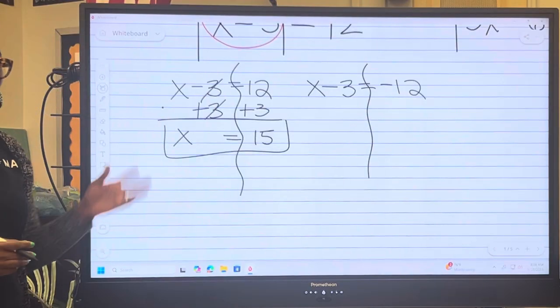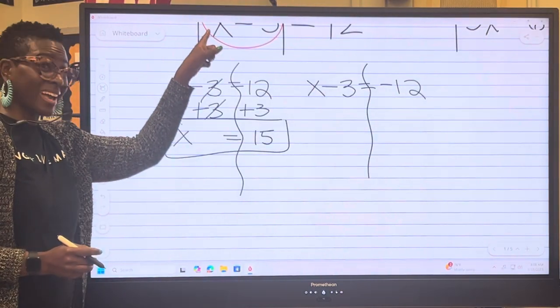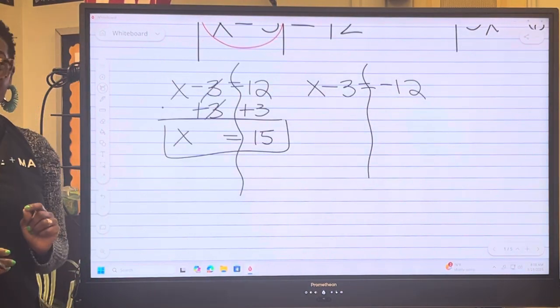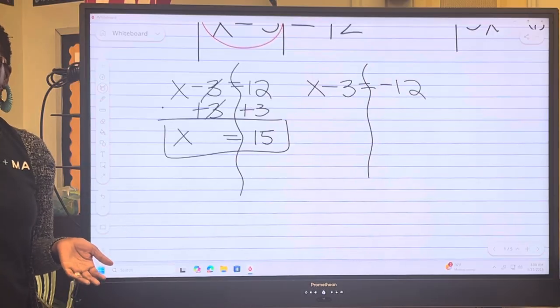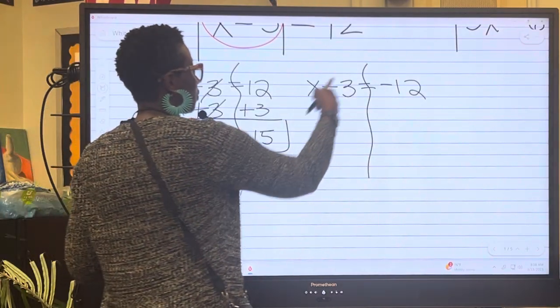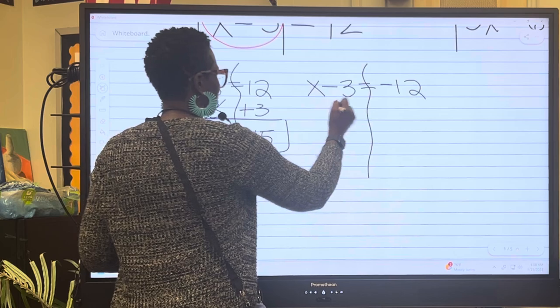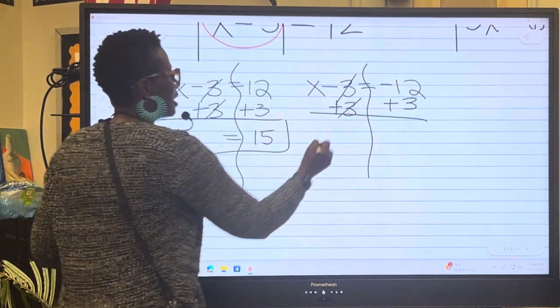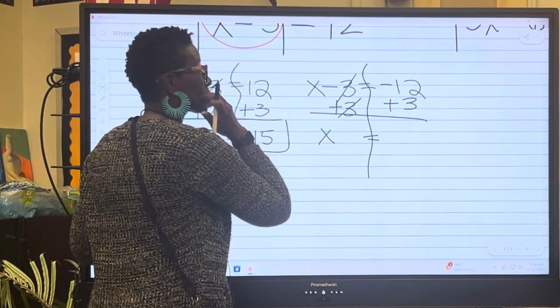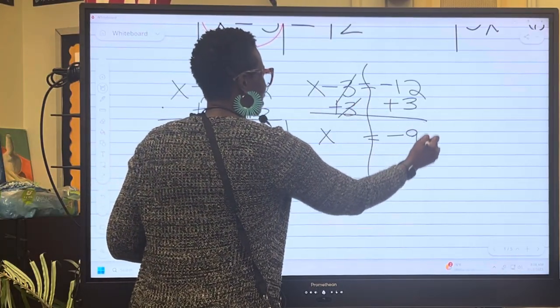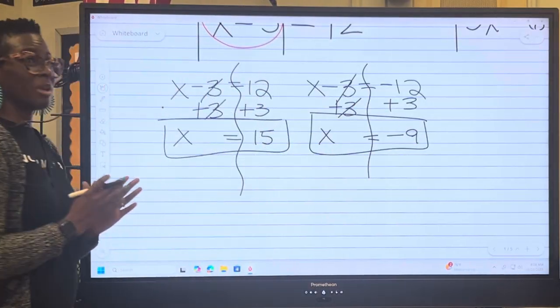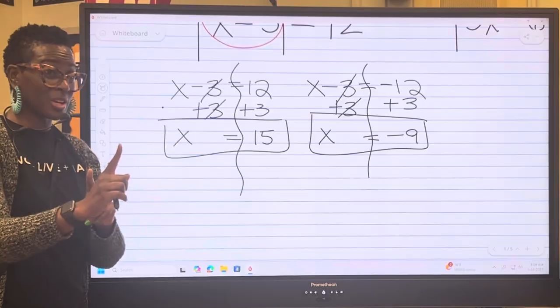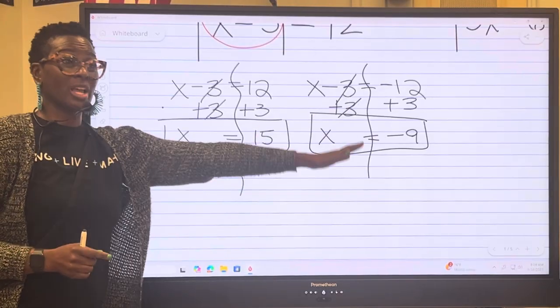So what does that tell me? That tells me that the value of x is 15, right? Is that the only possibility? No. Let's figure out what the other possibility is. So what am I going to do here? Again, I'm just going to add 3 to both sides. These cancel out. Now I get x equals negative 9. Very good. So now what is this telling me? That my solutions can be either 15 or they can be what?